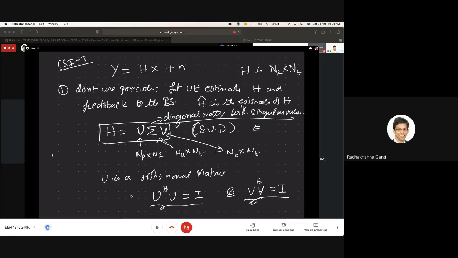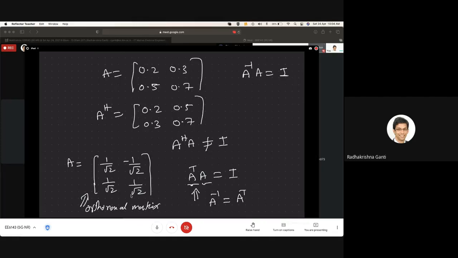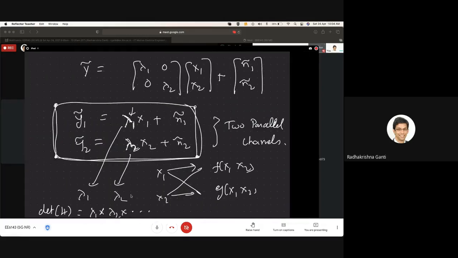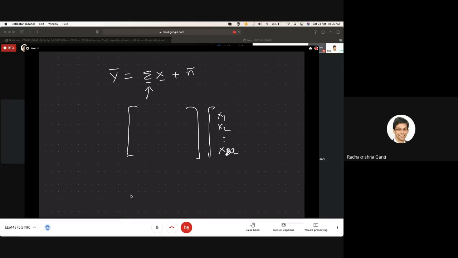You can immediately see one important property: the effective channel. Effectively, after you do all the operations, the whole thing looks like Y is equal to sigma X plus noise. Remember, sigma is a diagonal matrix. X is what you are transmitting, X1, X2, some number of streams, whatever NT you are transmitting.